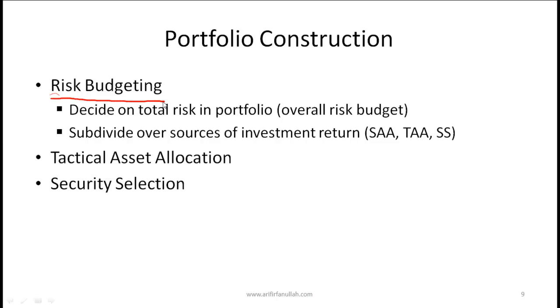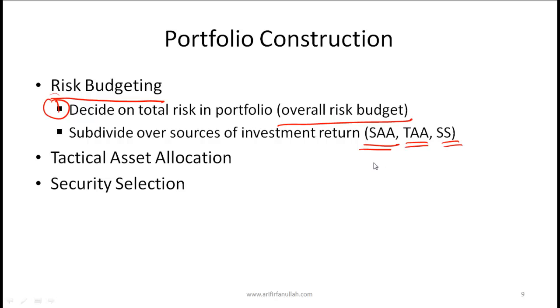One important term is risk budgeting, and we just need to know this at a high level, we don't need to get into details. So under risk budgeting, we need to do two things. First, decide on the total risk in the portfolio. So this is called our overall risk budget. This is the amount of risk that our investor can take. And then we subdivide this risk. So this is now the budgeting exercise. We subdivide our risk over the sources of investment return. And the sources of investment return are the strategic asset allocation, the tactical asset allocation, and security selection.